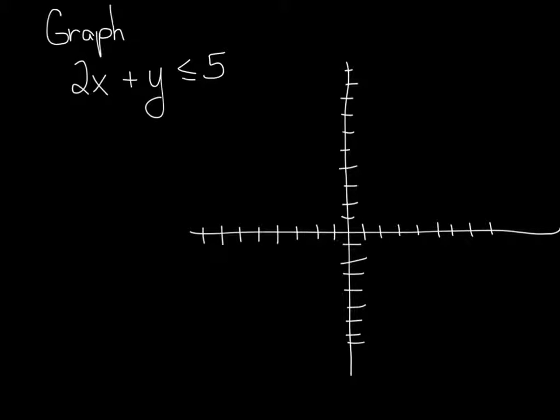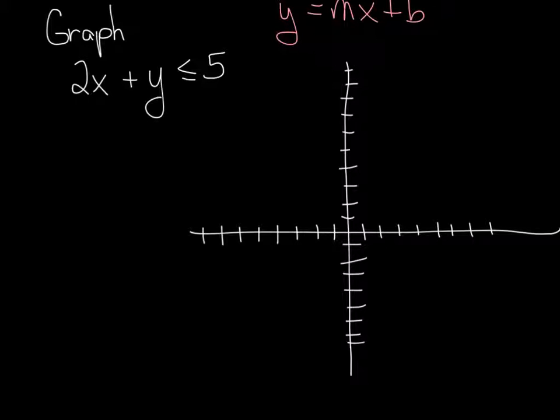All right, now notice something about this one. This one says graph 2x plus y is less than or equal to 5. So this one is a little different because it is not already set up in the form we need. Remember, we want it set up in this form, with the inequality taken into account. It's currently not.